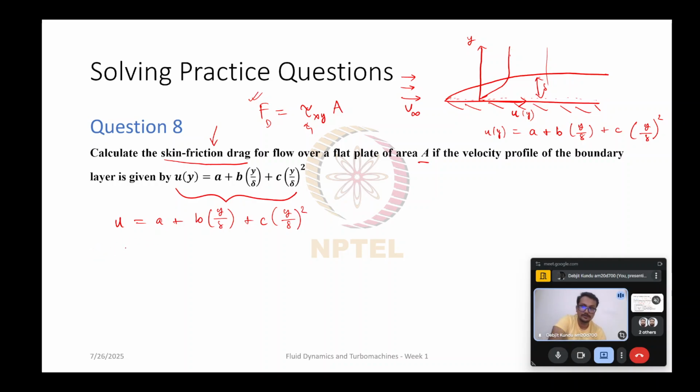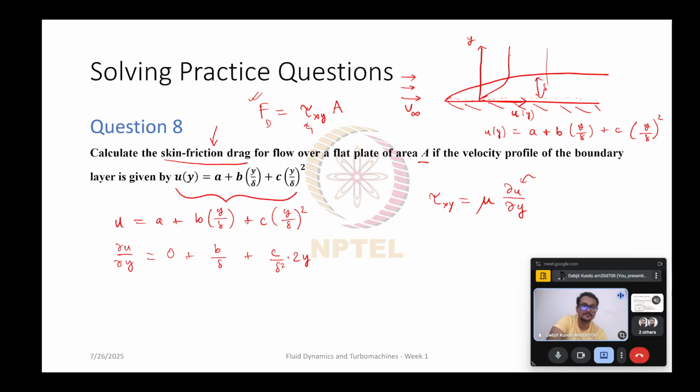I need to know another thing. So how do I find the shear stress? From Newton's law of viscosity, which says that it's equal to the viscosity into the gradient. So I need to find dou u dou y. So I differentiate with y. Very simple math. This gives me 0 plus b by delta plus c by delta square into 2y.